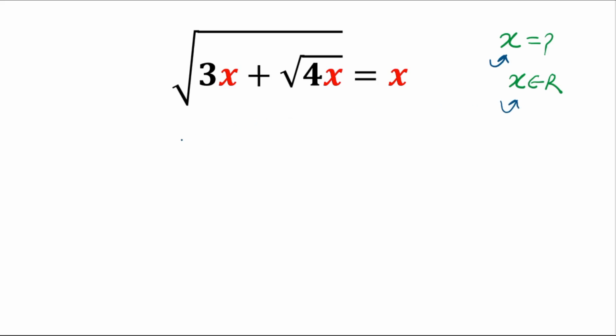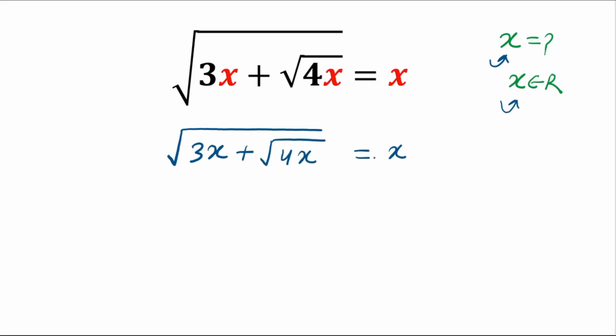Look carefully, we have the square root of 3x plus the square root of 4x, and this is equal to x. Now if we square both sides, then on the left hand side the square root is cancelled out by the square. So on the left hand side we have 3x plus the square root of 4x, and this is equal to x square.